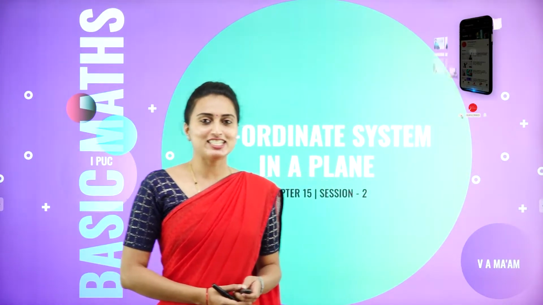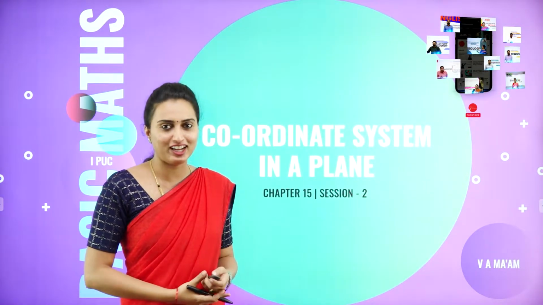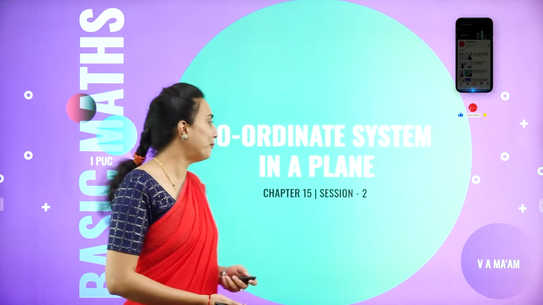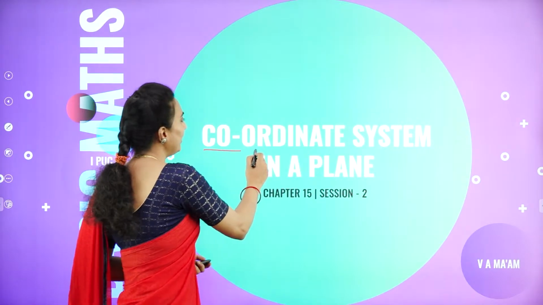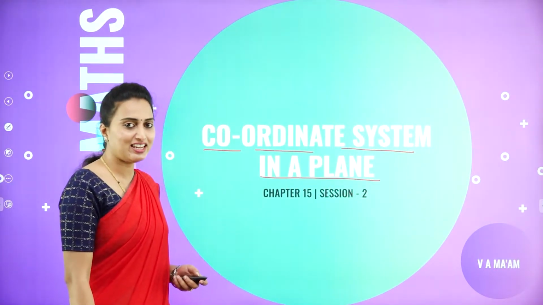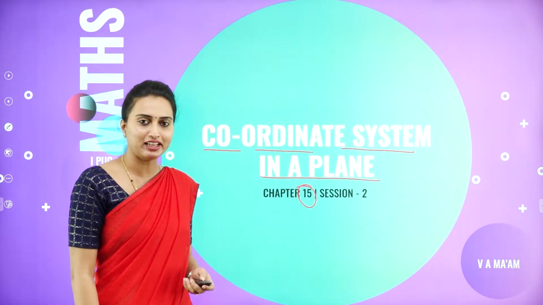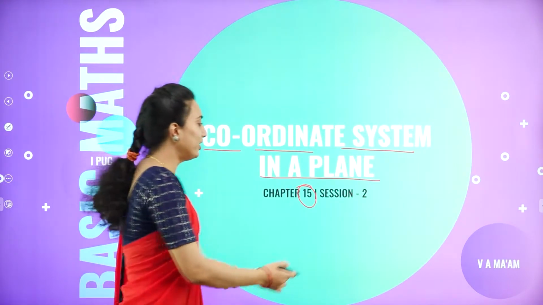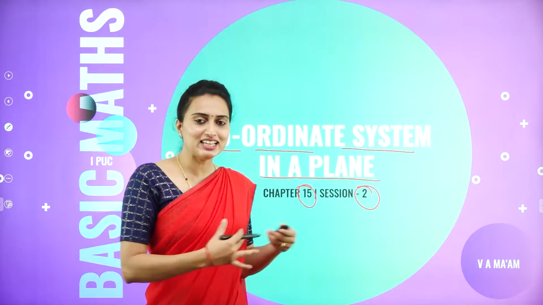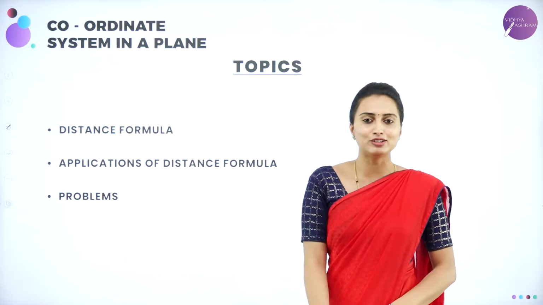So in today's session, we are going to learn chapter number 15, which comes under geometry. The chapter name is coordinate system in a plane. This is chapter number 15 in your NCERT textbook. Here I am going to do session 2. In this session, we are going to learn the topics.